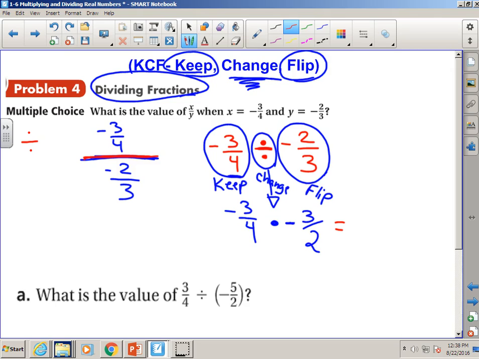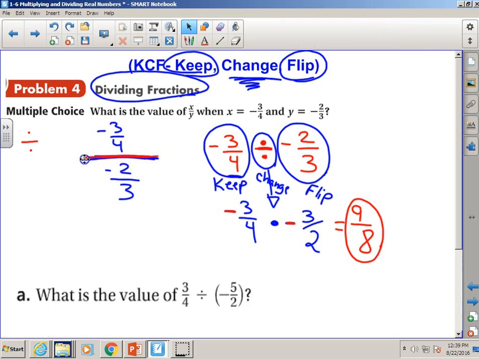Now that it's multiplication fractions, all we got to do is multiply our numerators and multiply our denominators. So I'm going to ignore my signs right now. I'm just going to go 3 times 3. 3 times 3 is 9. 4 times 2 is 8. Now I got to worry about my signs. What's a negative fraction or a negative number times a negative number? If you go back to that tic-tac-toe, negative times negative was positive. So 9/8 will stay 9/8.